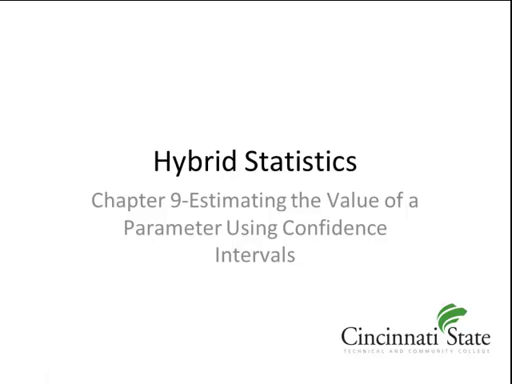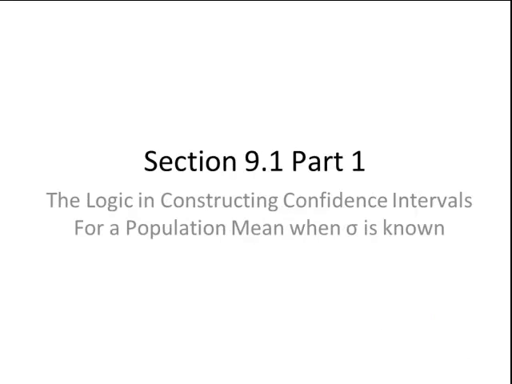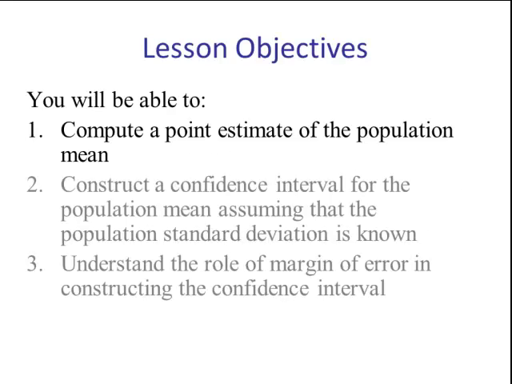Chapter 9, Estimating the Value of a Parameter Using Confidence Intervals. Section 9.1, Part 1, The Logic in Constructing Confidence Intervals for a Population Mean when sigma is known. Lesson Objective: Compute a point estimate of the population mean.